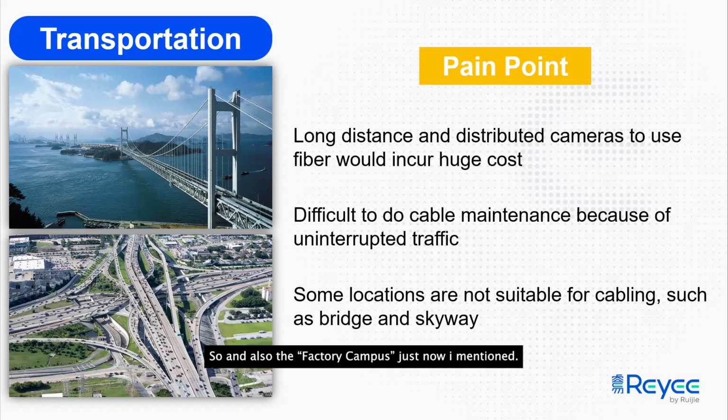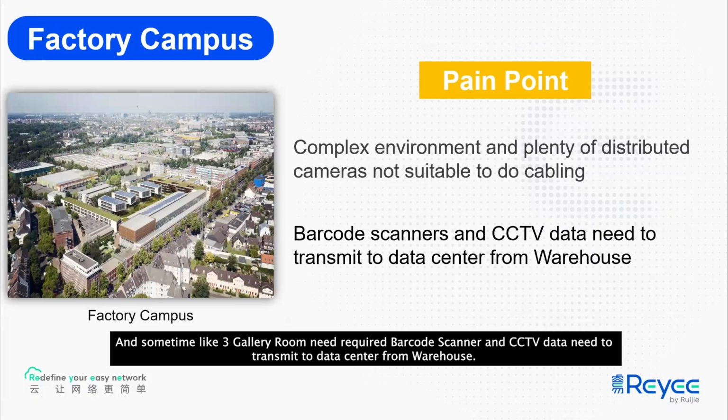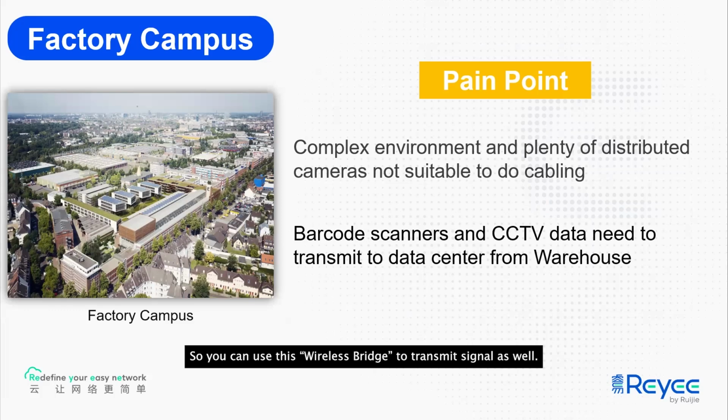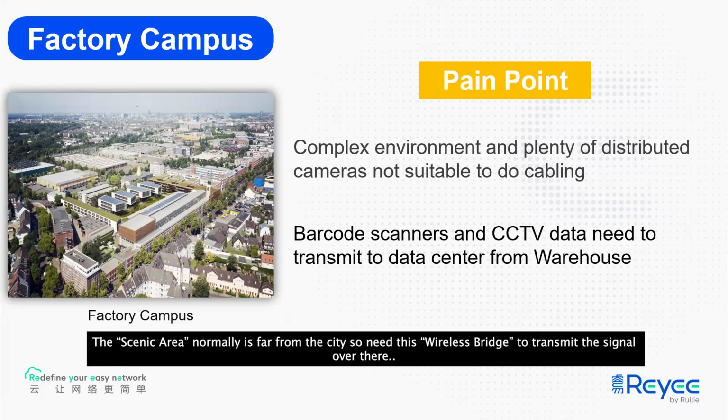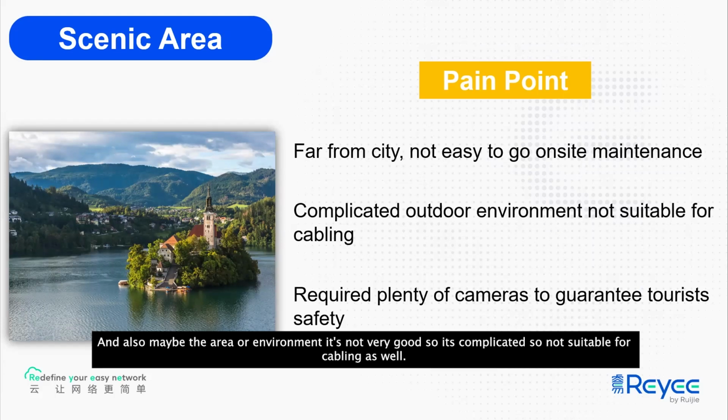Also the factory campus, as I mentioned. Sometimes in a factory they will require barcode scanners, and the CCTV data needs to be transmitted from the warehouse to the center. So you can use this wireless switch to transmit the signal as well. The signal area may be far from the city, so we need this wireless switch to transmit the signal over there. Also maybe the area's environment is not very good and is complicated, so it's not suitable to lay cables either.